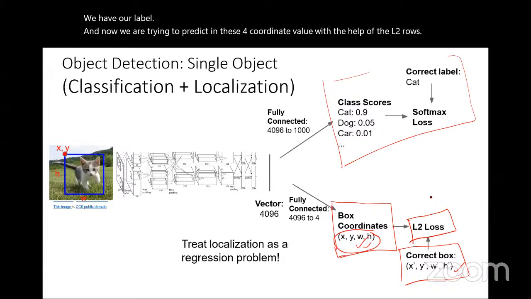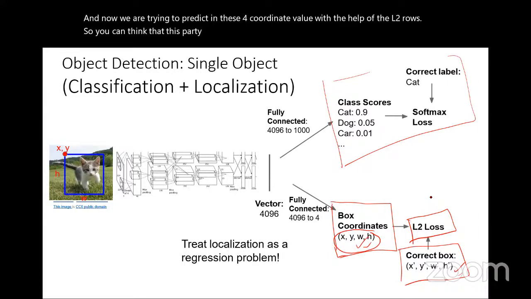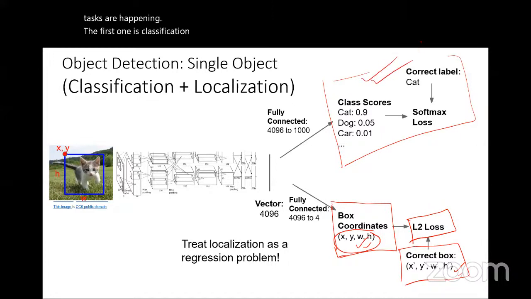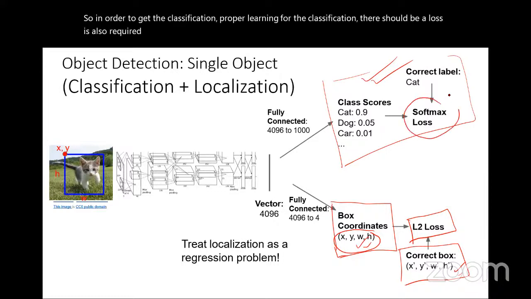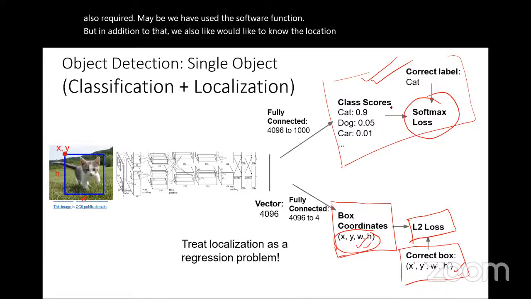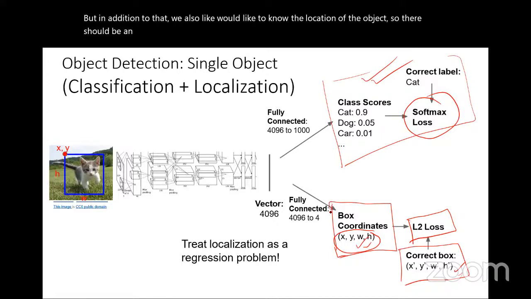So you may think that in this given input image for object detection, two tasks are happening. The first one is a classification problem. In order to get proper learning for the classification, a loss is required. Maybe we have used a softmax function. But in addition to that, we also would like to know the location of the object. So there should be another loss.